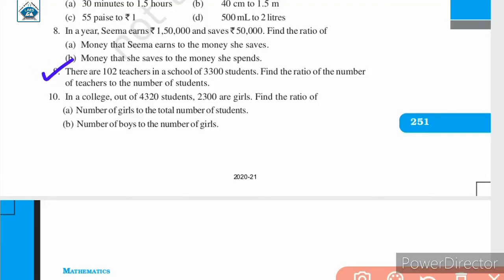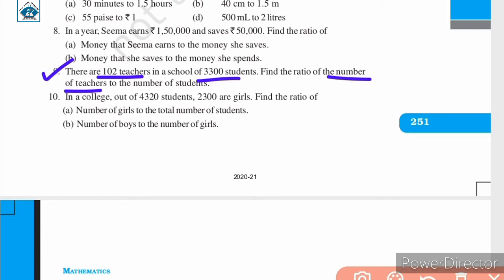Question number 9. There are 102 teachers in a school of 3,300 students. Find the ratio of the number of teachers to the number of students. Now in this question we are clearly given that the number of teachers is equal to 102 and the number of students is equal to 3,300. तो डायरेक्टली रेशियो फाइंड करना है तो पहले मेंशन किया है नंबर ऑफ टीचर्स, सो दैट विल बिकम द न्यूमरेटर, एंड बाद में मेंशन किया है नंबर ऑफ स्टूडेंट्स, सो दैट विल बी द डिनोमिनेटर.